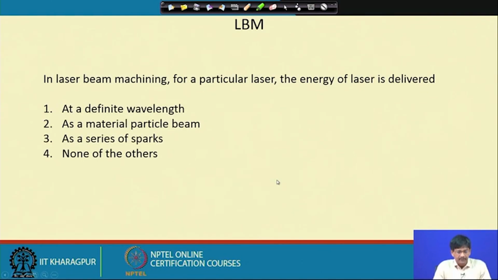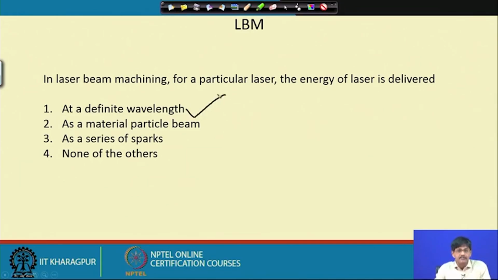Laser beam machining. In laser beam machining, for a particular laser, the energy of laser is delivered at a definite wavelength, as a material particle beam, as a series of sparks, none of the others. So, first of all, at a definite wavelength: lasers always correspond to a definite wavelength or maybe a mixture of two wavelengths, but in general the concept is at a definite wavelength. So, this first one is correct. We will term this as correct.